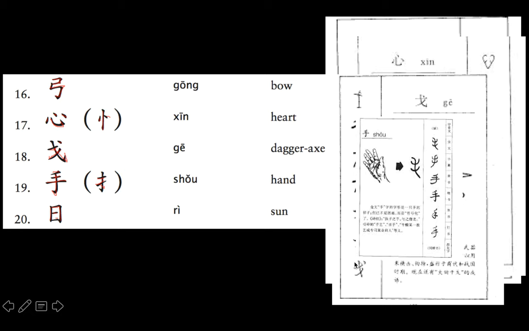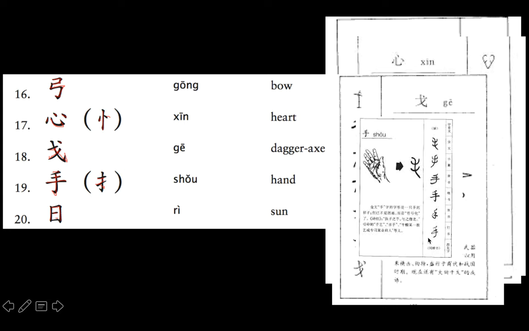Then we have shou, hand. You see, these are the hands long time ago. Those are the five fingers. 1, 2, 3, 4, 5. 1, 2, 3, 4, 5. So it's really like hands, right? But now it's written this way. Pie, heng, heng, shu, gou.